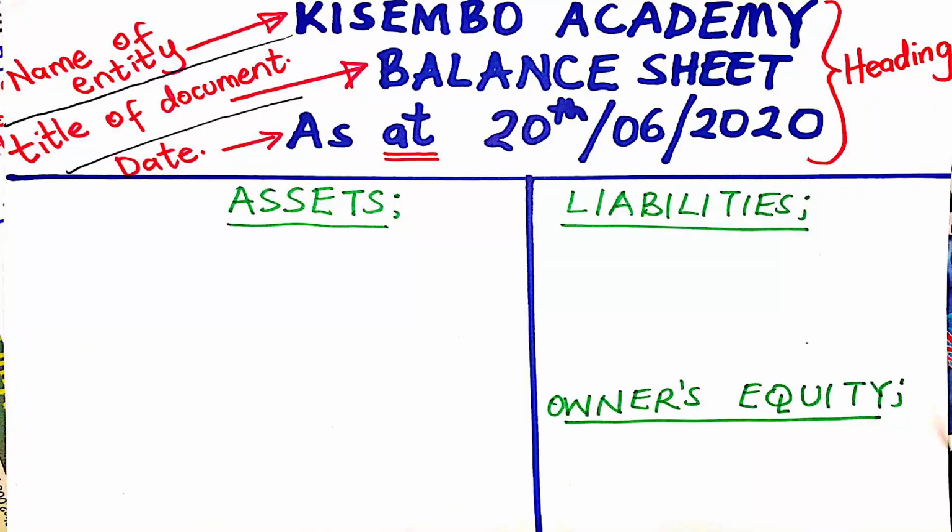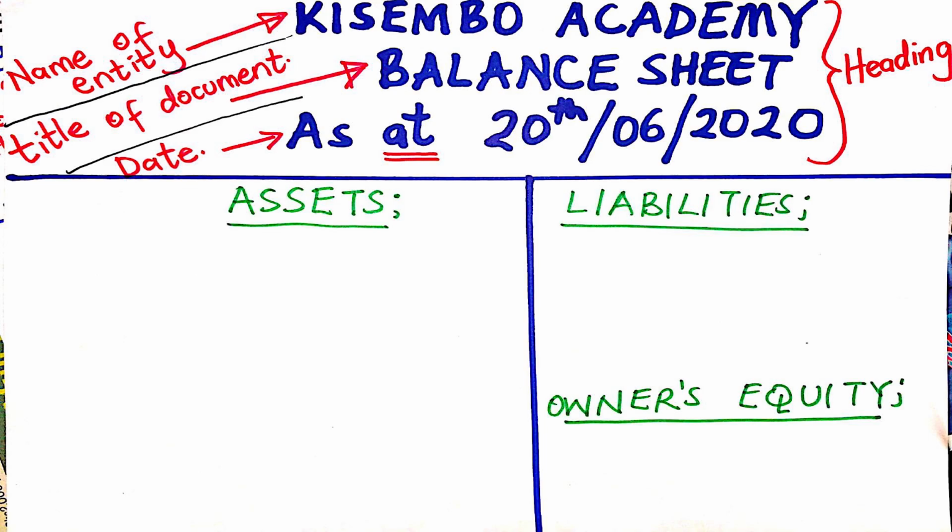For starters, this is how a balance sheet looks. It has a section up top called the heading. The heading entails the name of the company, the name of the document, which is the balance sheet, or call it the statement of financial position, and then the date at which it is recorded.